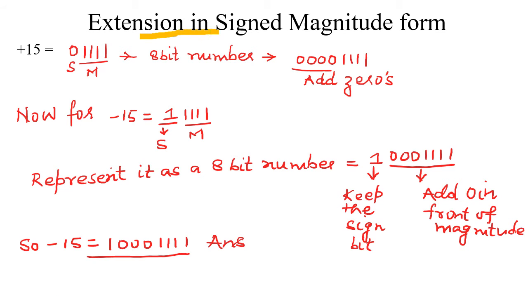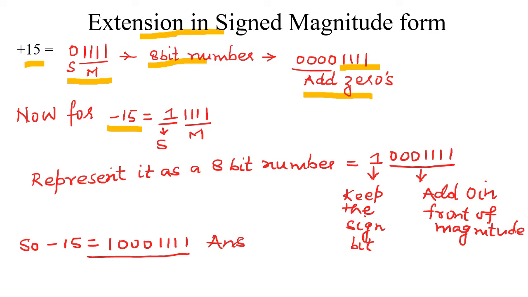Extension in sign magnitude form. Now plus 15 is 0 and magnitude, that is 111. To convert it into an 8-bit number, I can simply add zeros in front of it, so it makes it 0 0 0 0 1 1 1 1.